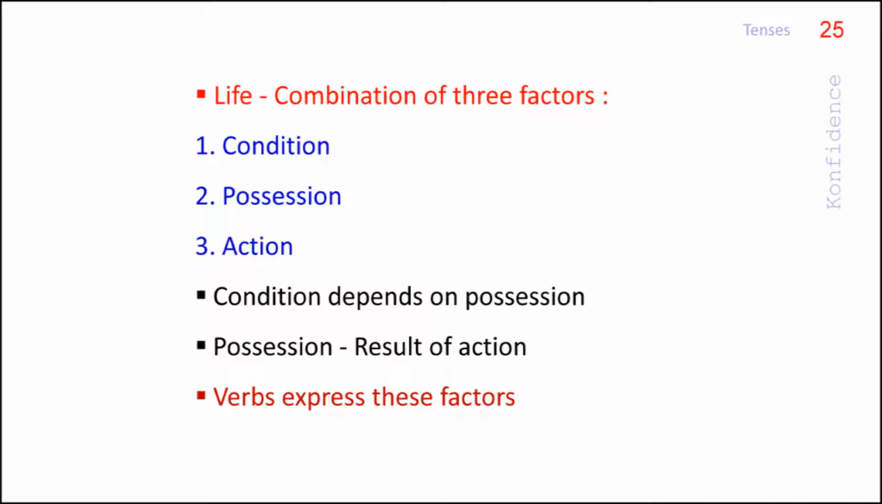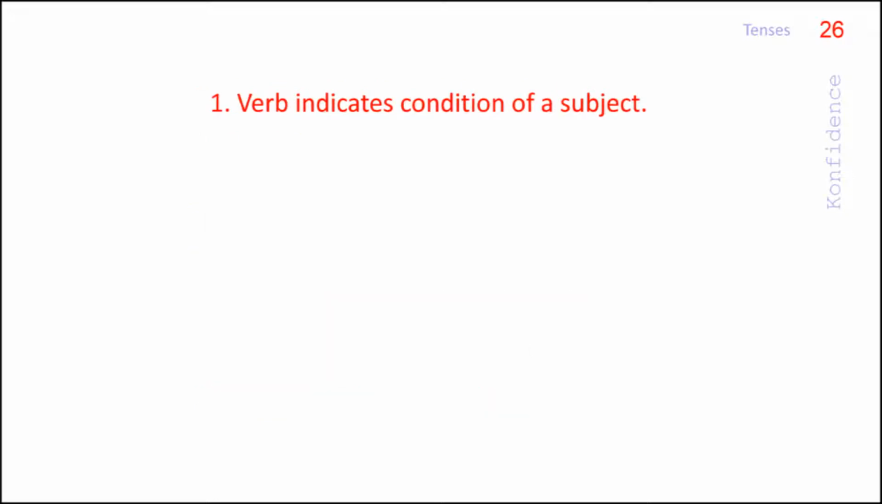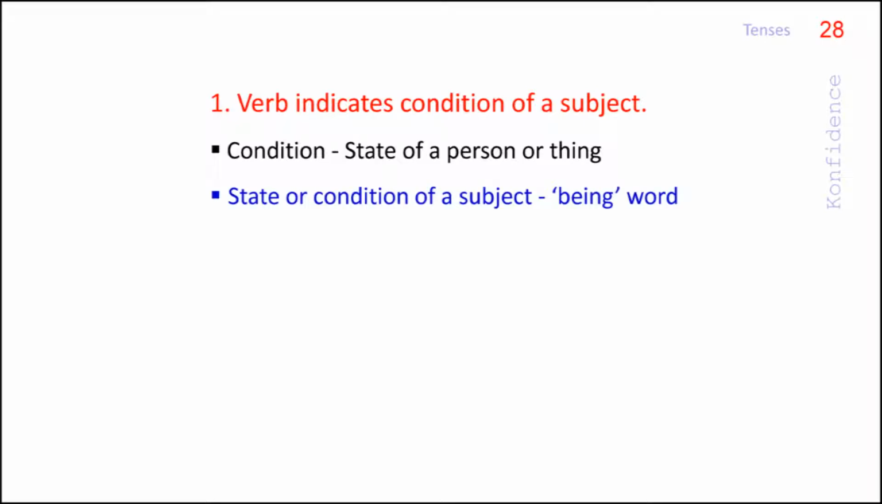What is a verb? We often say that verb is an action word, but a verb need not always be an action. It can tell us many other things. A verb can also tell us the condition of a subject. Condition means the state of a person or thing. A verb can tell what the subject is. In other words, a verb that expresses the state or condition of a subject is a being word.